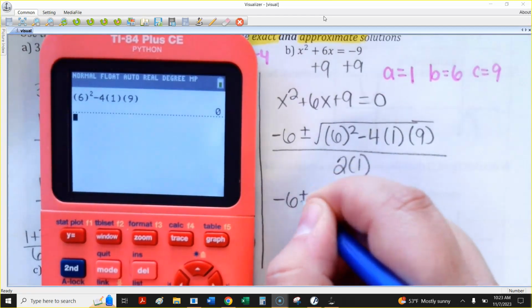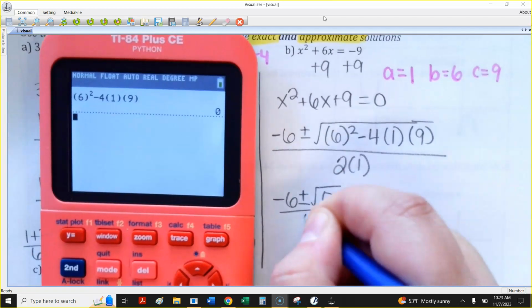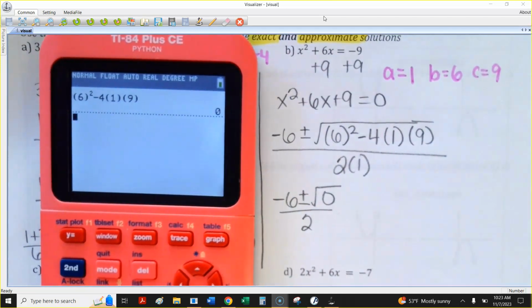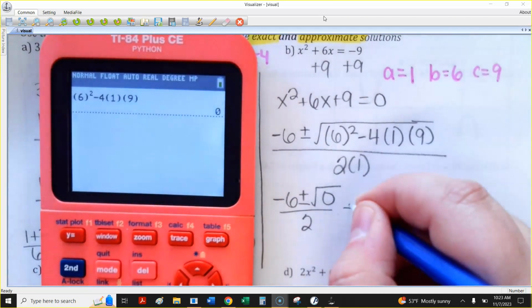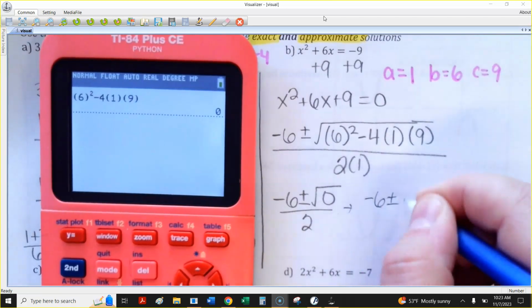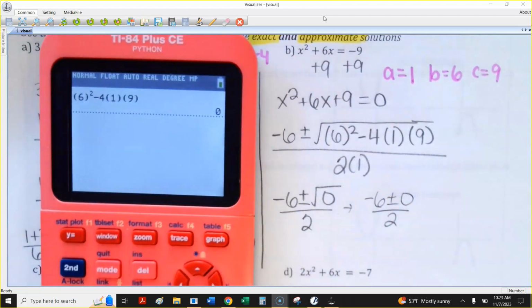Okay, so I have the square root of 0. Anybody know what the square root of 0 is? It's 0. Now I want you to think about this for a second. If I've got negative 6 plus or minus 0, if I do negative 6 plus 0, what do I get? If I do negative 6 minus 0, what do I get?